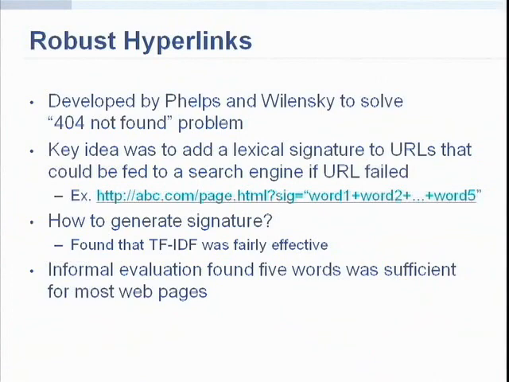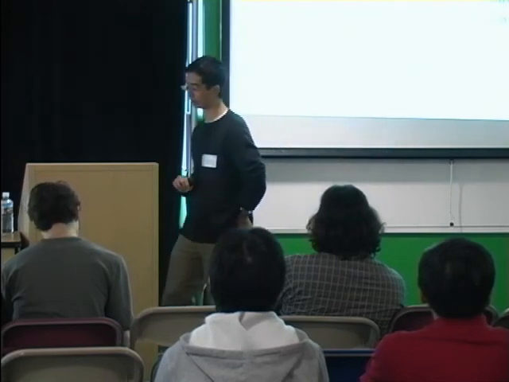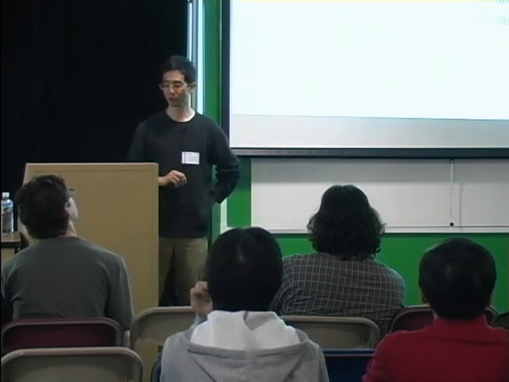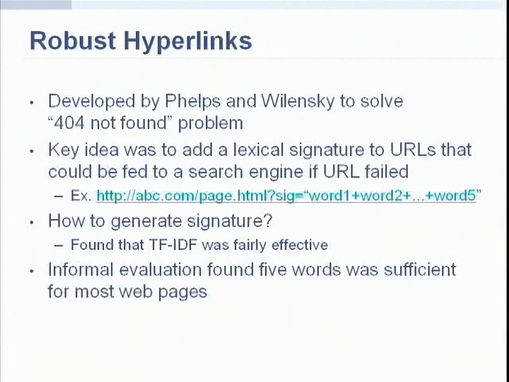And what they were trying to do was develop a way of having robust hyperlinks that would survive 404 not found problems. The basic idea is, you click on a link and then it takes you to page not found. That's sort of annoying. So they were trying to see, can we solve this problem once and for all? Their idea was pretty simple, but it seemed to work pretty well: what if you added a small lexical signature to URLs, and if the actual URL fails, then you feed that lexical signature into a search engine, and that search engine would probably lead you back to the page you were looking for, or a highly related page.